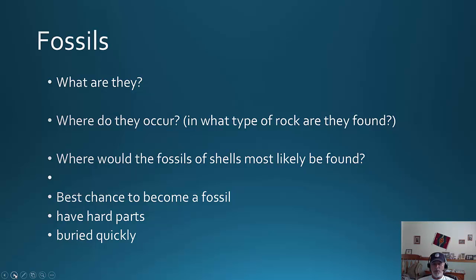The best chance to become a fossil: bones, shell, teeth, and be buried very quickly before scavengers or before they can decay due to the elements.